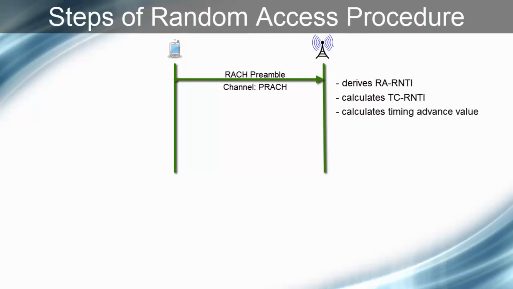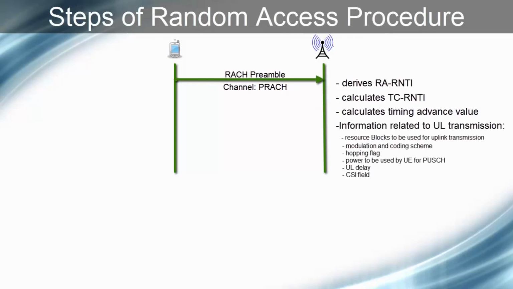Calculates the timing advance, which is transmitted to the UE as part of the response message. Determine the information that will be used by the UE for sending the L3 or L2 message. This information is resource blocks to be used for uplink transmission, modulation and coding scheme, hopping flag, power used by UE for PUSCH, uplink delay, and CSI field.